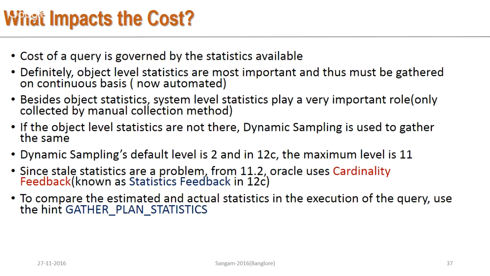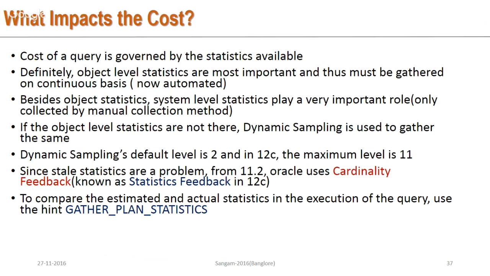And Oracle is trying to take care of this from version 11.2 with the help of the feature cardinality feedback. That particular feature has another variation called statistics feedback. You can see this shown in terms of different views.